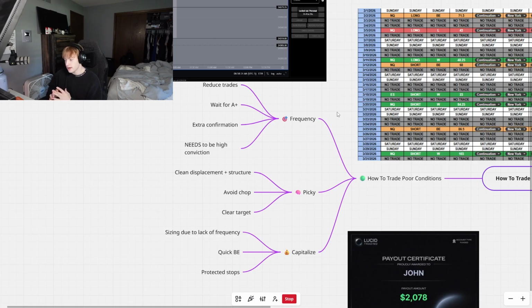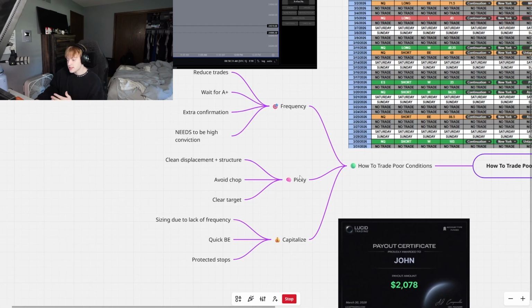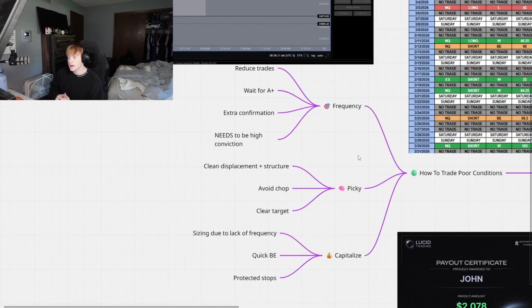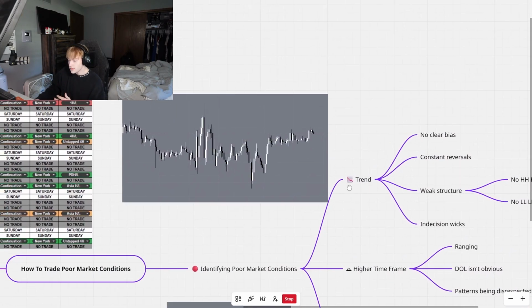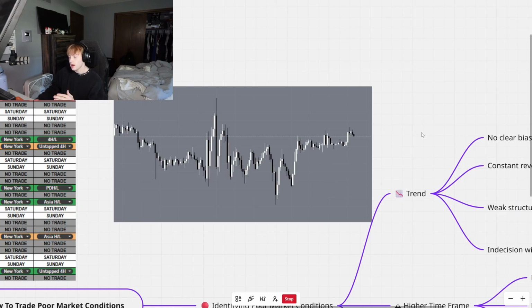By the way, this is broken down into 3 sections as well. Frequency and pickiness kind of go hand in hand, but capitalize is the big one, which I want you guys to stick around for. Being picky comes with waiting for clean displacement and clean market structure. You want to avoid those choppy days. Again, when we see this, it is a clear sign to get off and not even consider anything. If we're trading like this within the first hour of market open, I'm going to be off, even the first half hour of market open.